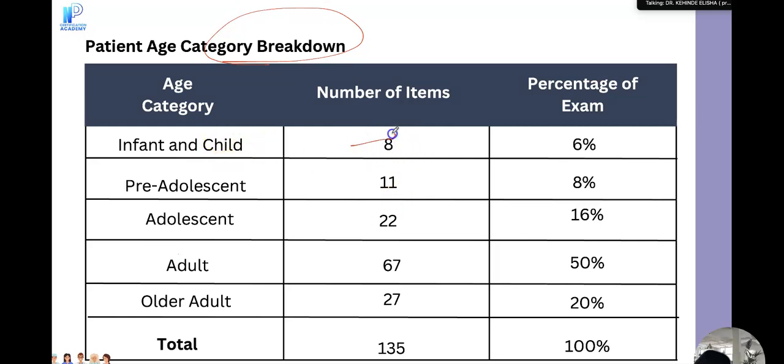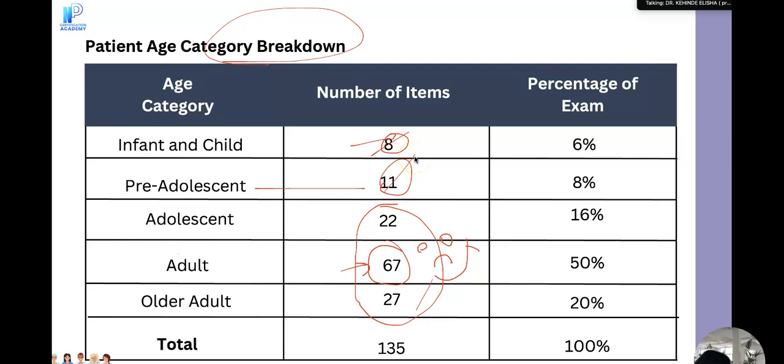Infant and child, they say 8 items. Pre-adolescent, 11 items. Can you now see the population? Can you see why we focus on adult a lot? Adult is 67 whopping questions, guys. Maybe I should put a smiley face. So it makes sense. If I have to take a chance in my life, I'm going to take a chance with adults. If I'm crunching for time, I'm not going to worry about these babies.